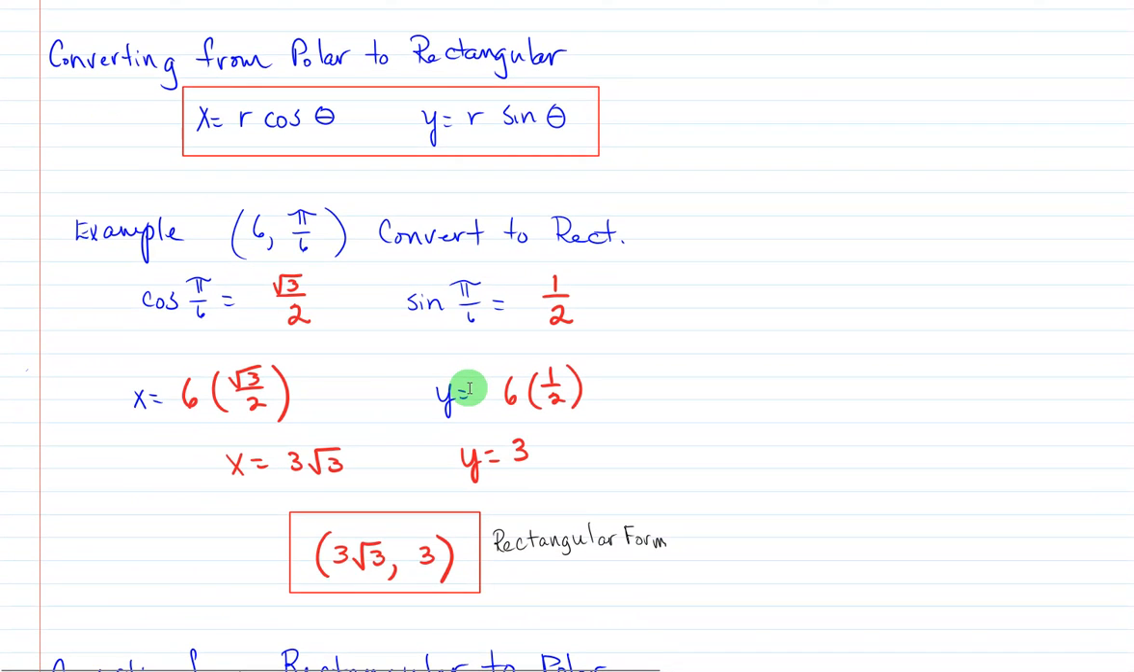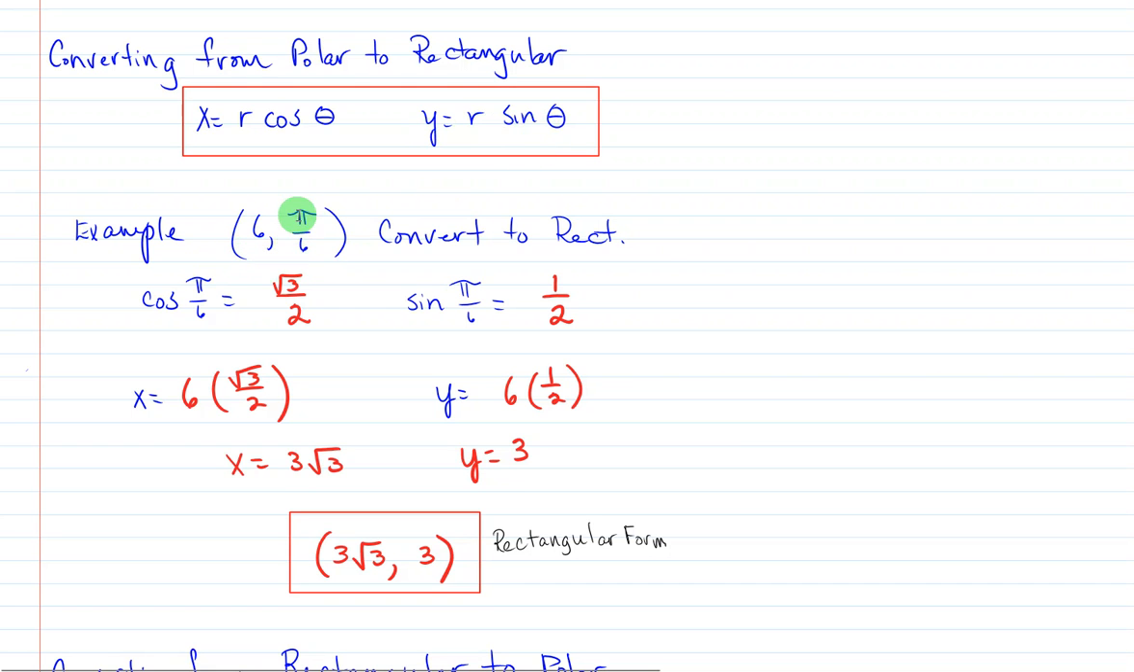Then we do have a process for converting from polar to rectangular. And you need to remember these two formulas here. X is r cosine theta, y is r sine theta. So let's go through an example.